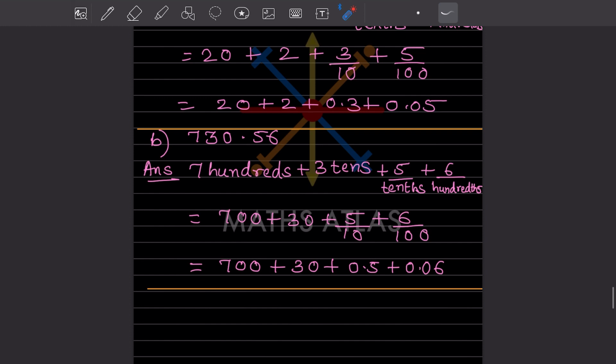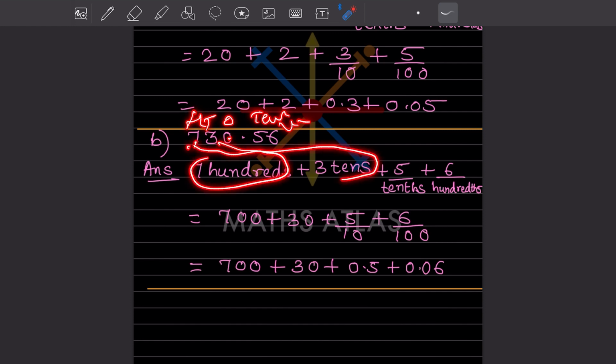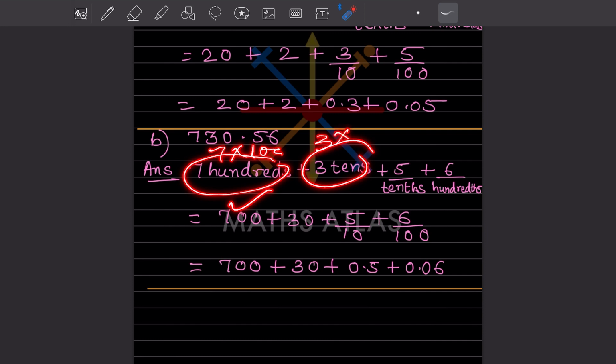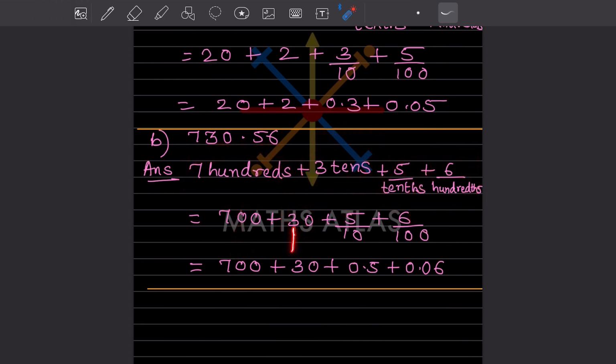They just asked you for the expanded form. Same over here, ones, tens, hundreds, and this is tenths and this is hundredths. So now look at here, you will start with the hundreds here: 7 hundreds, 3 tens, and the zero doesn't make any sense over here, then 5 tenths and 6 hundredths. So 7 multiplied by 100, that is going to be 700. 3 tens means 3 multiplied by 10, that is 30. 5 tenths, 5 by 10. 6 hundredths means 6 by 100. So 700 as it is, 30 as it is. For this you will write 0.5, for this 0.06. So this is the expanded form.